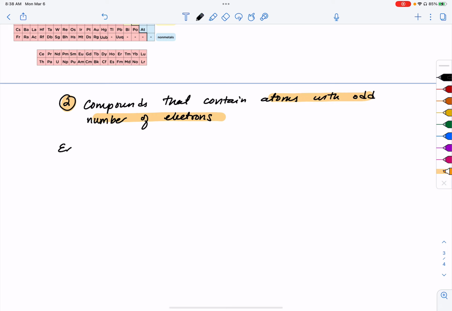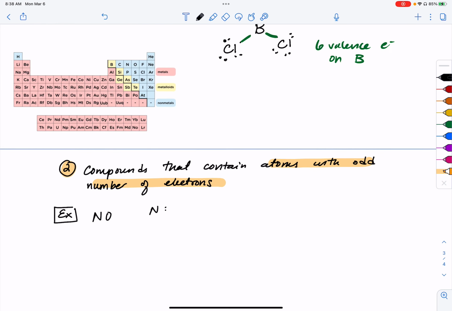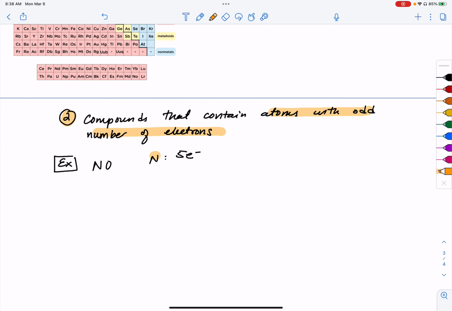So a good example for this is nitrogen monoxide, NO. Nitrogen has, let's see here, counting our groups, 1, 2, 3, 4, 5 valence electrons. And if we were to count up, that'd be 1s2, 2s2, so that's 4, 5, 6, 7 total electrons. So that is the guy that has an odd total number of electrons.